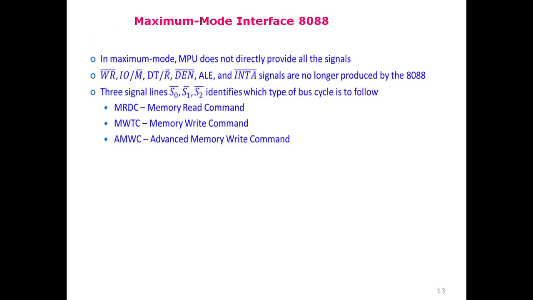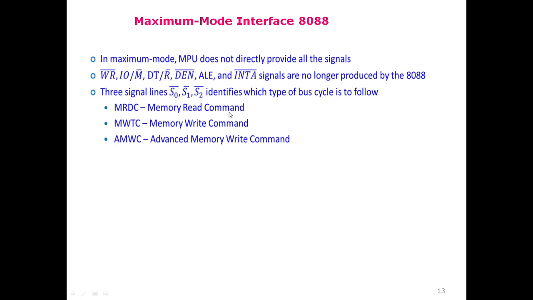The maximum mode interface is 8088. In maximum mode, the microprocessor unit doesn't directly provide all the signals. While we just saw that in the minimum mode, the 8086 and 8088 microprocessors generate all of the control signals, in the maximum mode they do not generate all of them. Control signals, for example write, IO/M, data transmit and receive, data enable, address latch enable, and interrupt acknowledge signals are no longer provided by the 8088 microprocessor, and instead these control signals are generated by a controller.